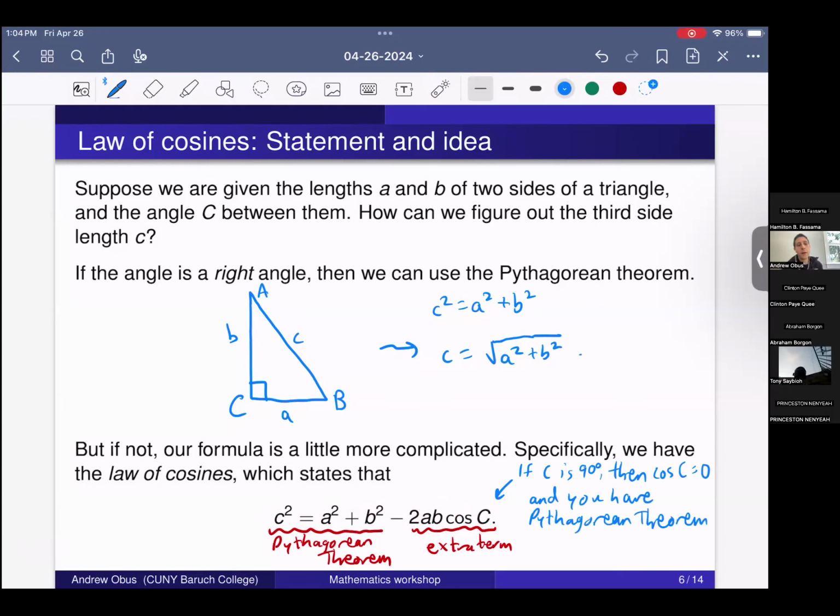So you should think of the law of cosines as a generalization of the Pythagorean theorem. It's the version of the Pythagorean theorem that works even when your triangle is not a right triangle, right? It works no matter what that angle is between sides A and B.